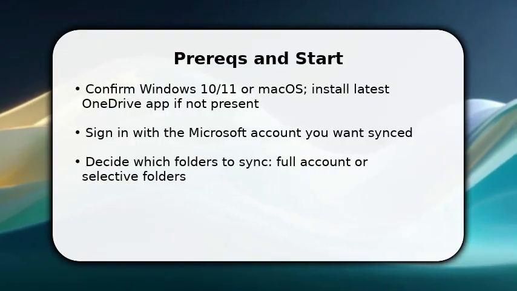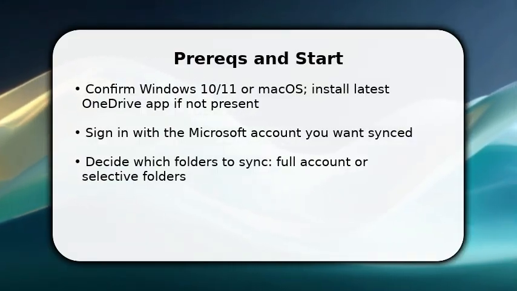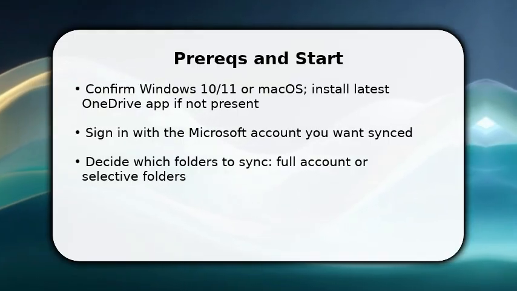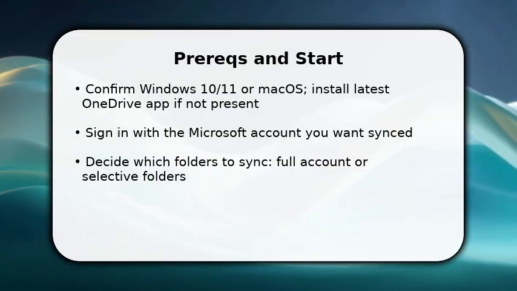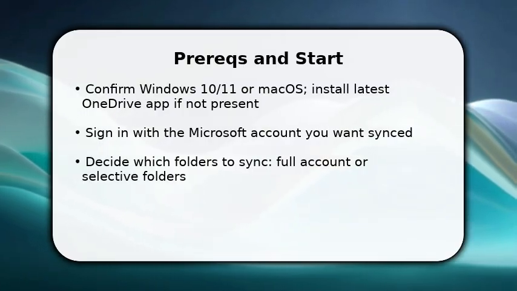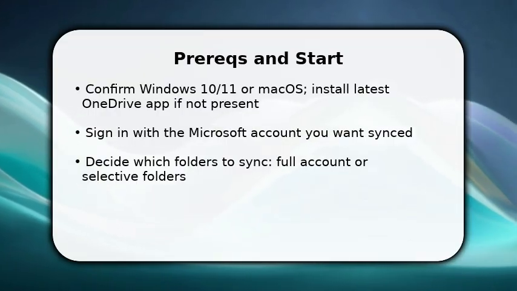You'll begin by confirming prerequisites. Make sure you run Windows 10/11 or recent Mac OS and have the OneDrive app installed. Sign in with the Microsoft account you plan to sync so permissions are established. Once signed in, tell OneDrive whether to mirror your entire account or only certain folders. That choice limits disk use.